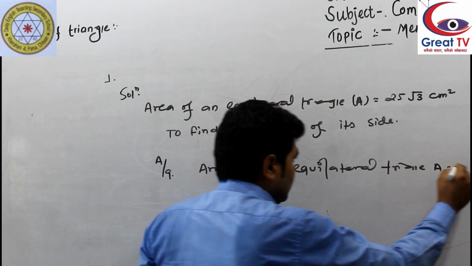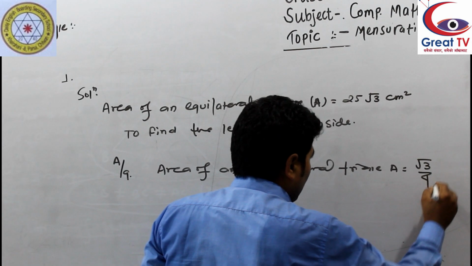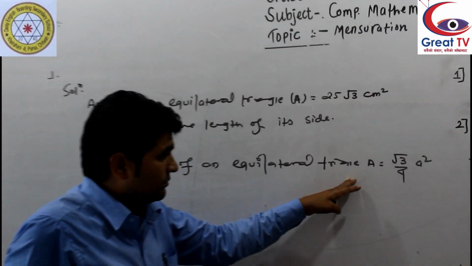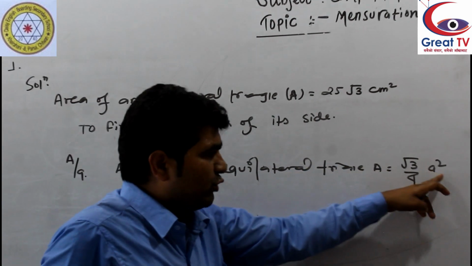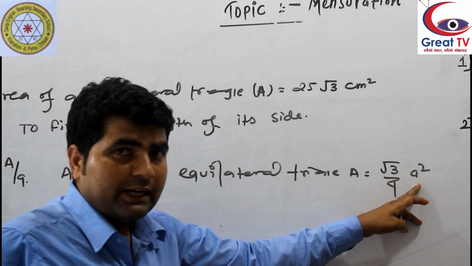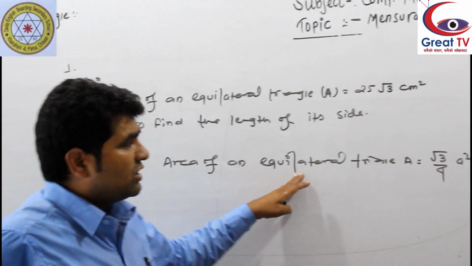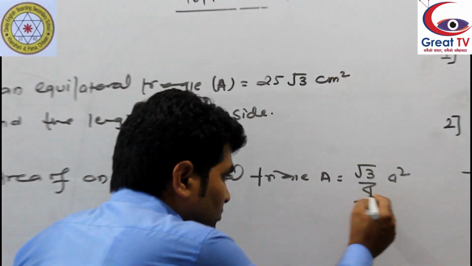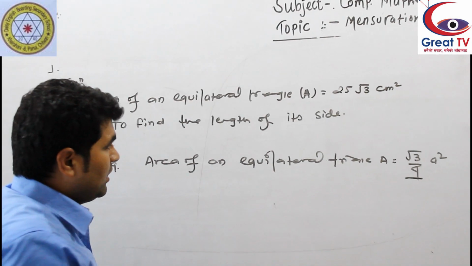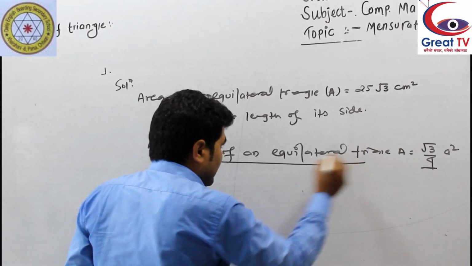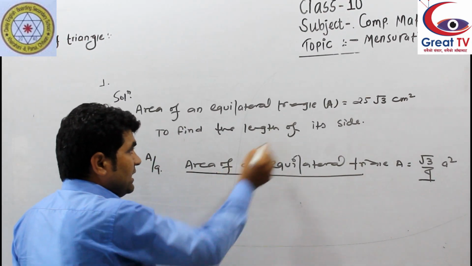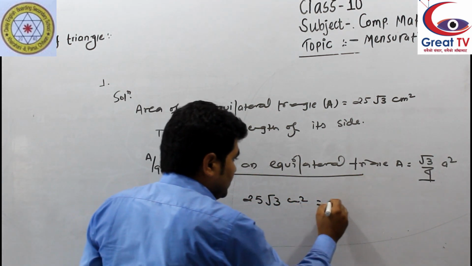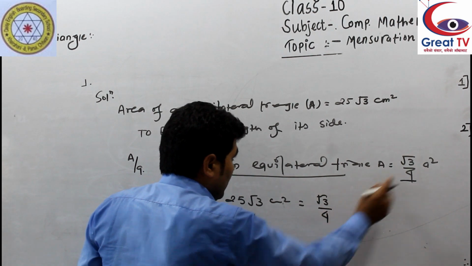A equal to root 3 by 4 a square. This is the formula to calculate the area of an equilateral triangle. Why do we use this formula? Because this triangle is an equilateral triangle. For that, this formula is important to find the area. So we can put in the value: area of an equilateral triangle 25 root under 3 cm square equal to root 3 divided by 4 times a square.